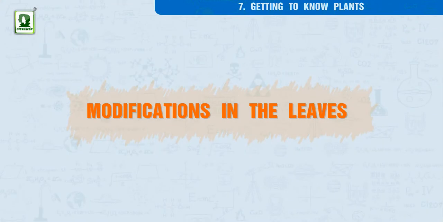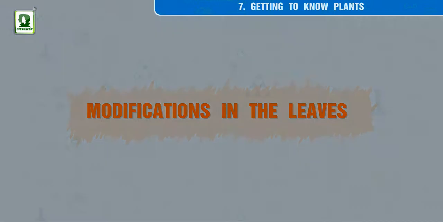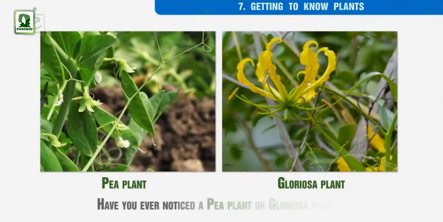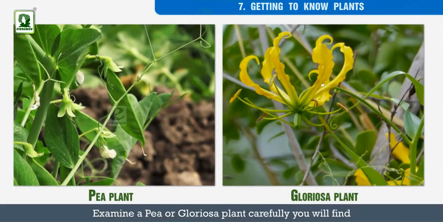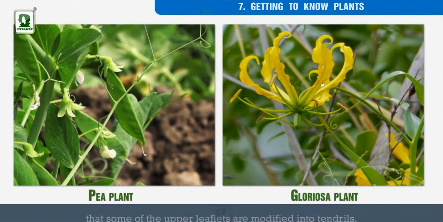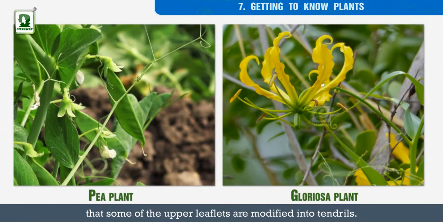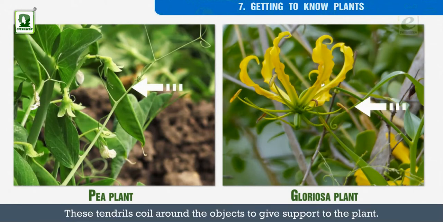Modifications in the leaves. Have you ever noticed a pea plant or a gloriosa plant? Examine a pea or a gloriosa plant carefully. You will find that some of the upper leaflets are modified into tendrils. These tendrils coil around the object to give support to the plant.